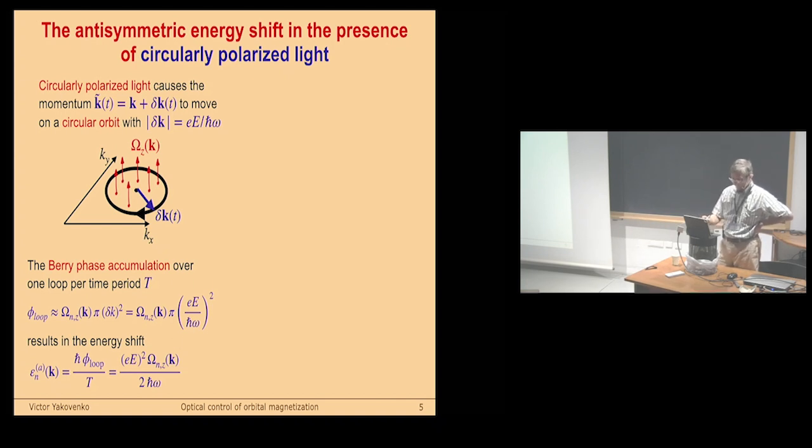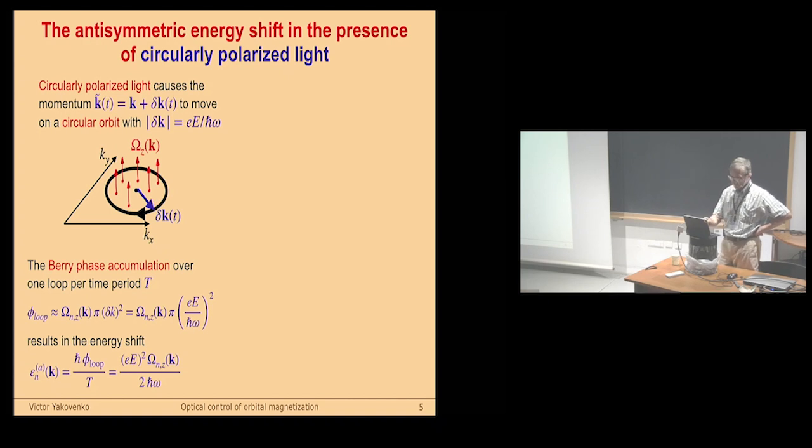over omega. And the point is that as the electron keeps circling, it keeps accumulating Berry phase, and the phase increases linearly in time. But if phase increases linearly in time, in quantum mechanics, that means an energy shift. So the energy shift is the phase accumulation per period. Then you plug in numbers, and you end up with an energy shift proportional to Berry curvature, the square of the electric field, and frequency omega. So bottom line, circularly polarized light produces an energy shift of the electron proportional to the Berry curvature at a given momentum.